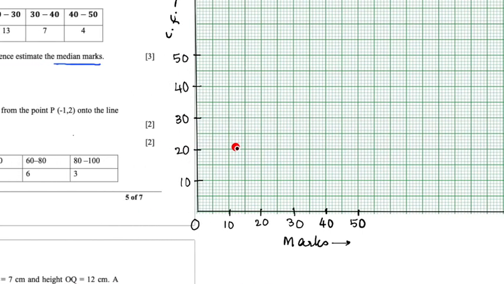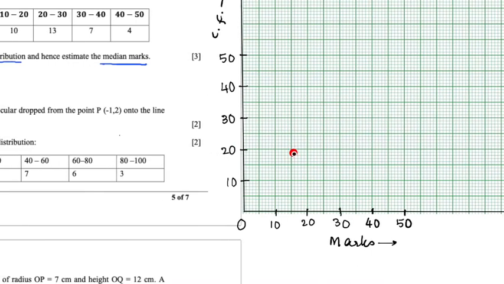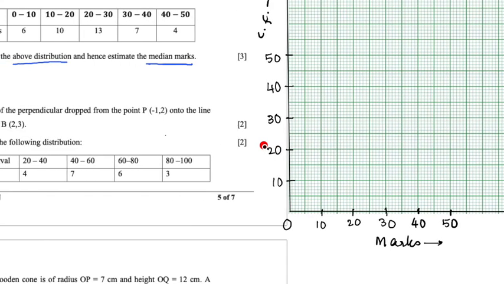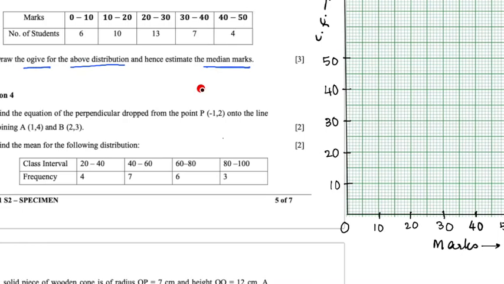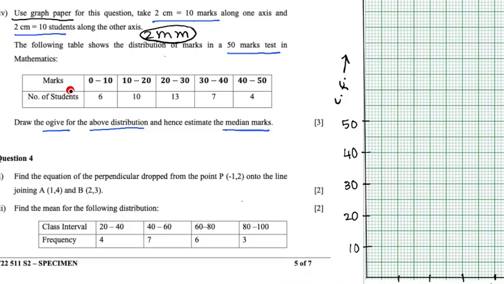Alright, it's a very tiny scale. I'm really surprised that they are giving you such a tiny scale, but you have to follow the instructions as they have given over here. So now basically we have the marks, which is the class interval, and the number of students, this is the frequency, and we have to draw the ogive and find the median marks.